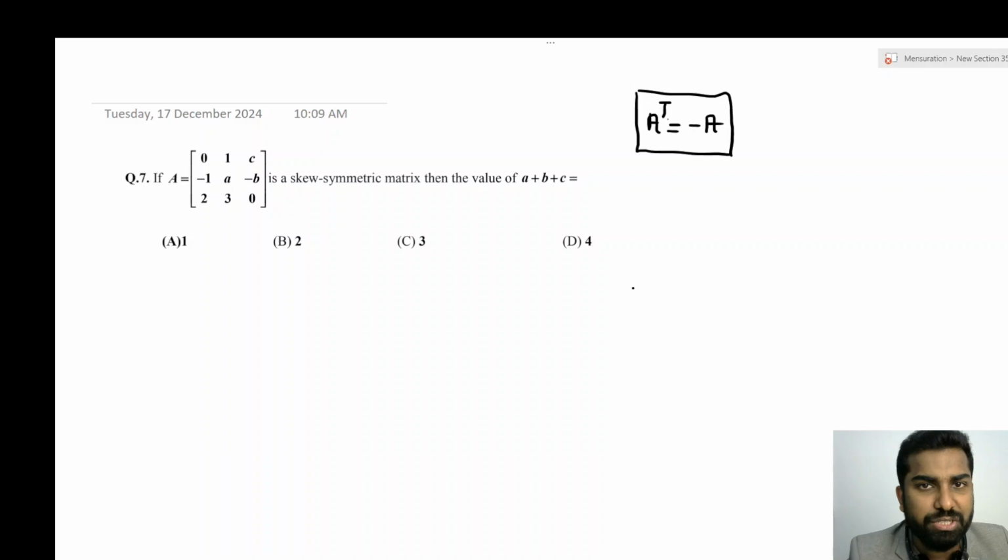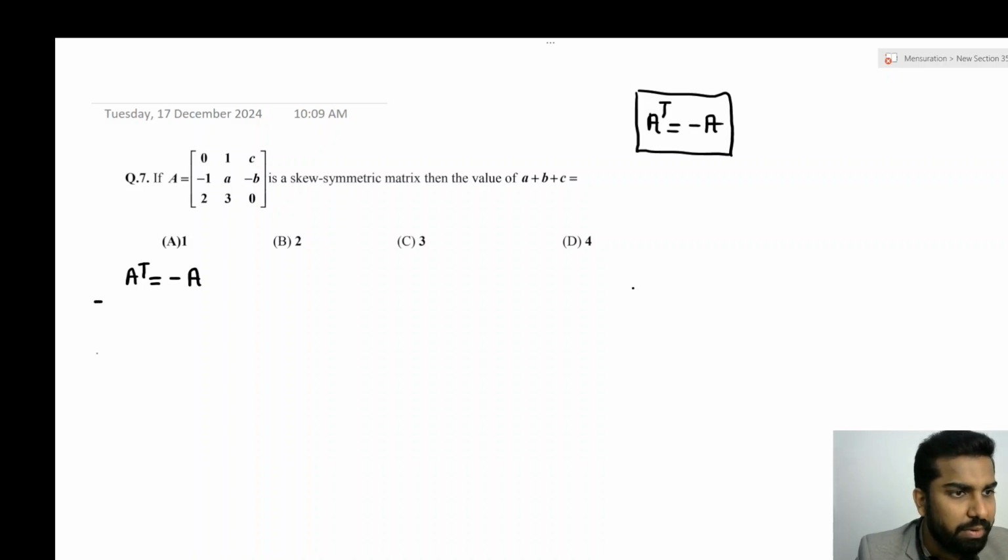So now apply that condition here. First I am going to find the value of A transpose. A transpose means you have to interchange rows into columns or columns into rows. So I am rewriting matrix A as the transpose matrix by interchanging rows into columns. So A transpose, the condition we have, A transpose equals minus A. Now I am writing A transpose. These 3 rows I am writing as columns. So 0, 1, C is the first row, so 0, 1, C is the first column here.